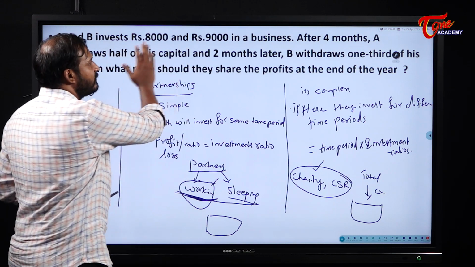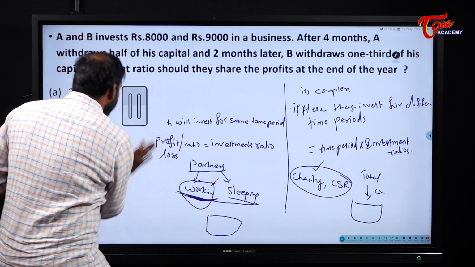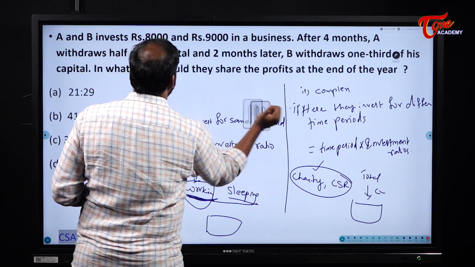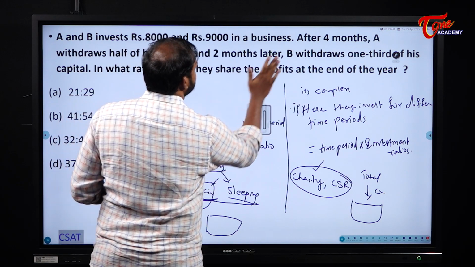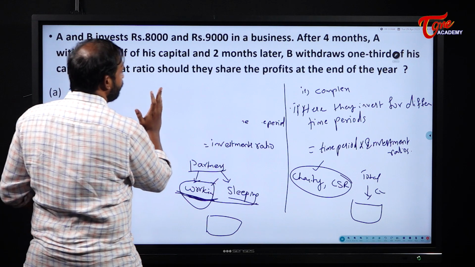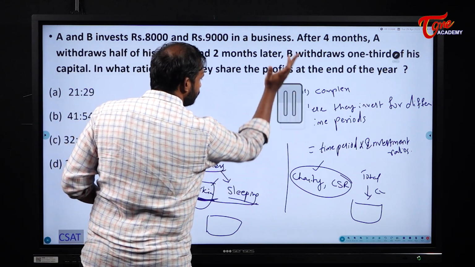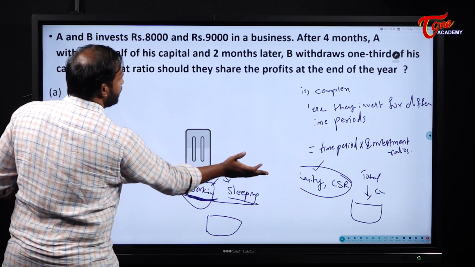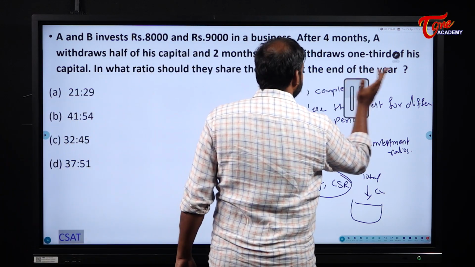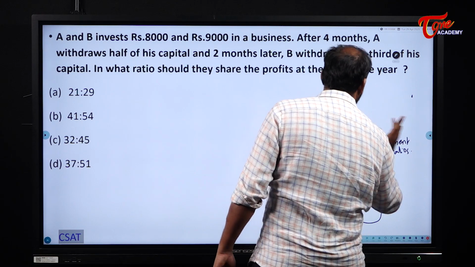Now we will solve some of the problems. Okay. Now, when it comes to our given question, A and B invest rupees 8,000 and 9,000 in the business. After 4 months, A withdraws half of the capital. Okay. And 2 months later, B withdraws 1/3. Now, please tell me first of all, whether this question is related to a simple partnership or a complex partnership.